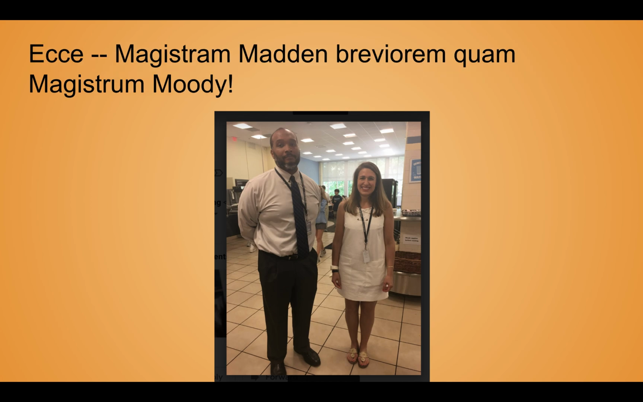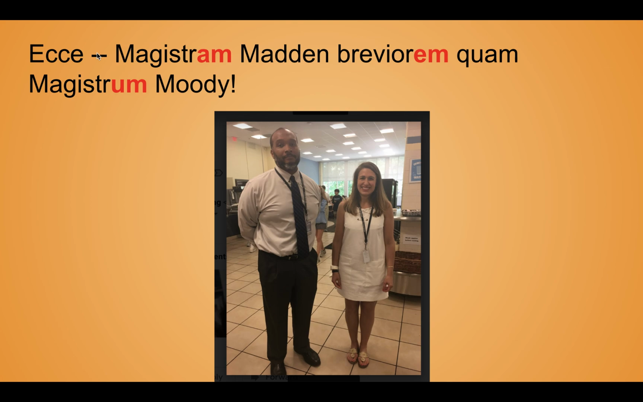Ecce, magistram Madden breviorem quam magistram Moody. When we say ecce, then we say something in the accusative after it, because we're saying look, and then what we see is in the accusative as it's an object. That's what happens when we're saying look at something. Look, and then the object. Ecce, magistram Madden breviorem quam magistram Moody. Everything in the accusative.